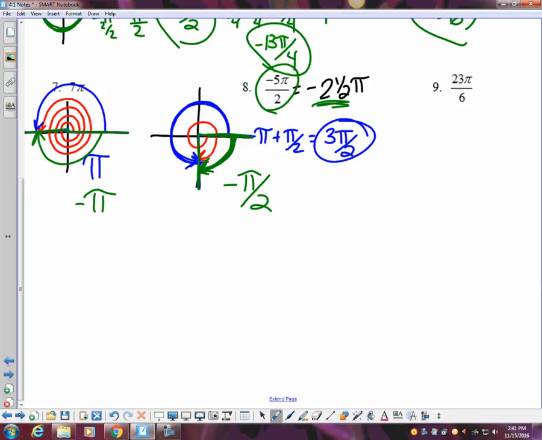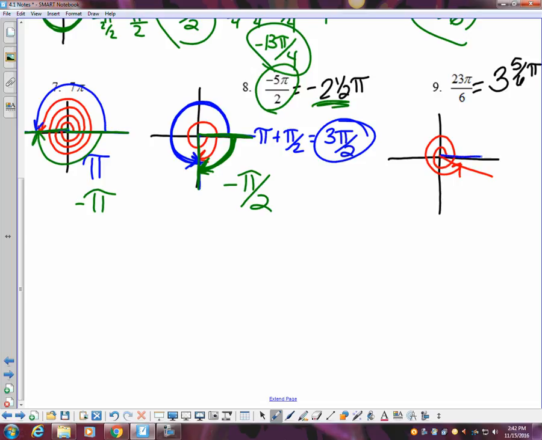Number 9. How many pi's is this? Let's see. 6 into 23 is almost 4, but not quite. 3 gets us to 18, so there's 5 left over. So here we go: 1, 2, 3, and then 5/6, which is almost a whole other pi. So there I am. Now, did the original angle loop? Yes. Looks like a snail.